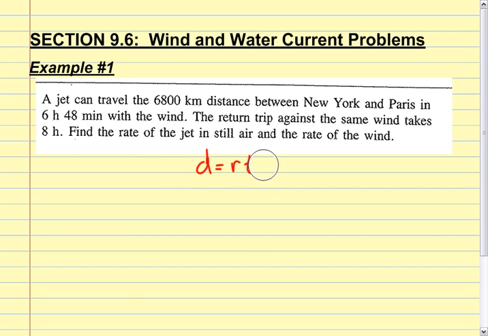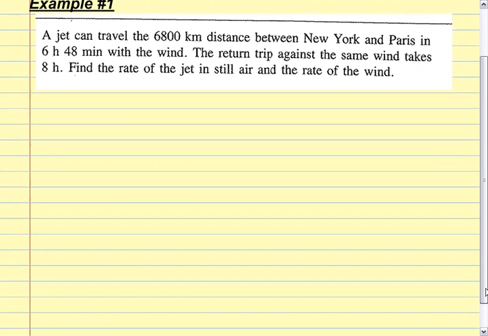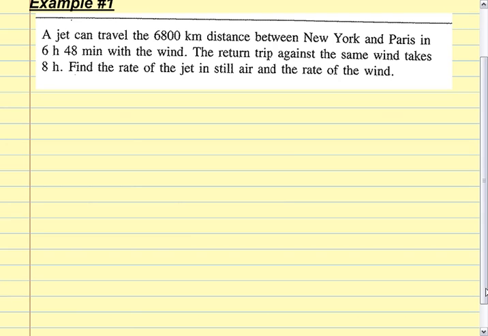Now, let's look at example number 1 here. It says that a jet can travel the 6,800 kilometers distance between New York and Paris in 6 hours and 48 minutes with the wind. The return trip against the same wind takes 8 hours. Find the rate of the jet in still air and the rate of the wind. So we're looking for the rate of the jet and the rate of the wind when it's helping it and when it's working against it.